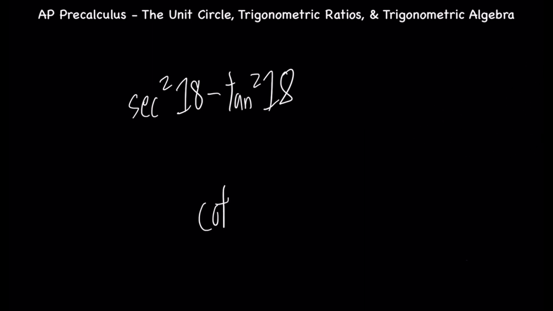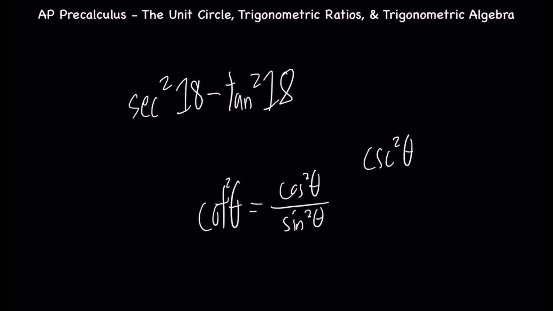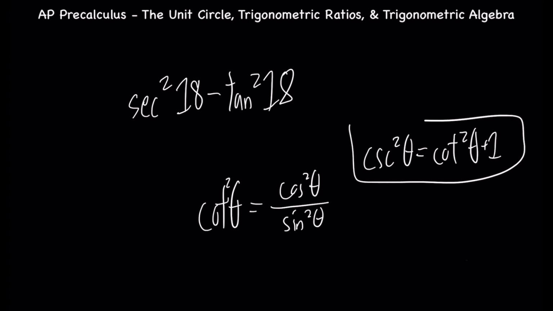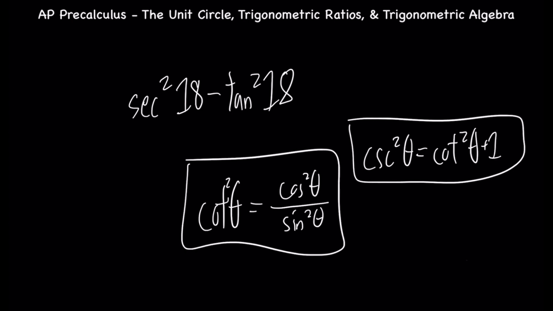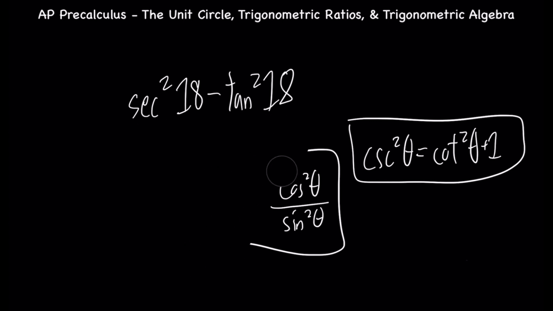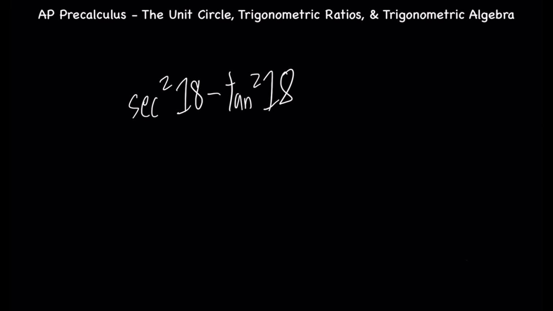Likewise, cotangent squared is equal to cosine squared over sine squared. And cosecant squared is equal to cotangent squared plus 1. You just need to memorize these formulas. And then the key for this is to derive. Not derivatives in calculus, but just very simple pre-calculus type derivations.